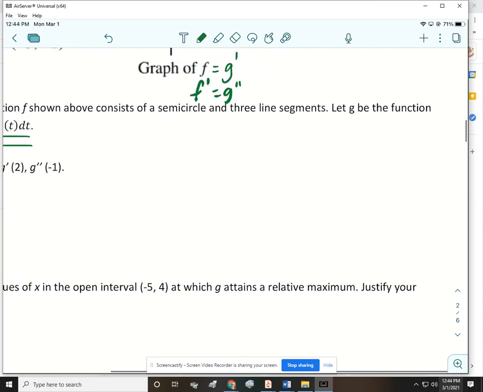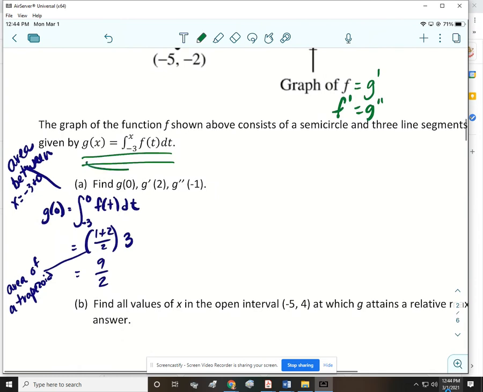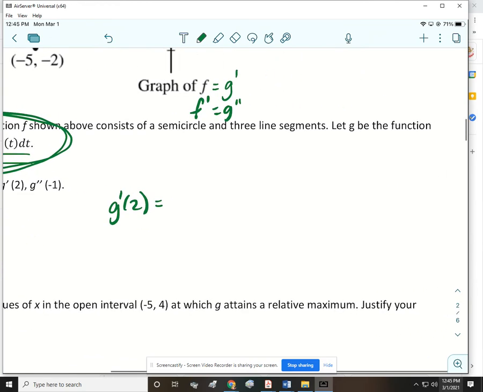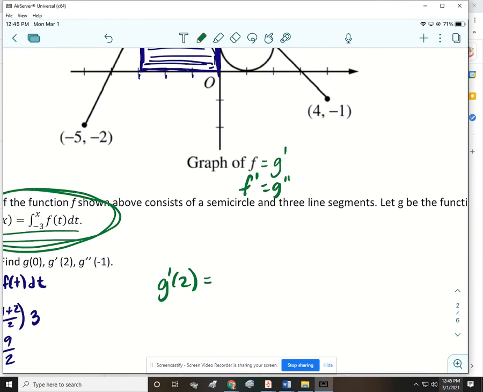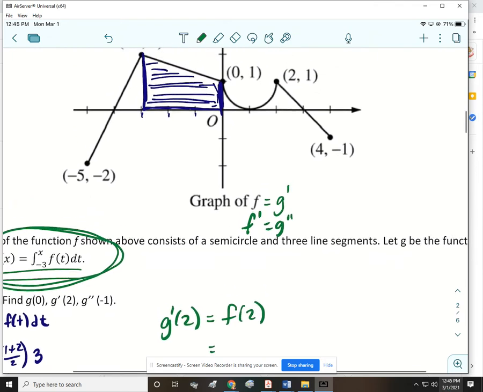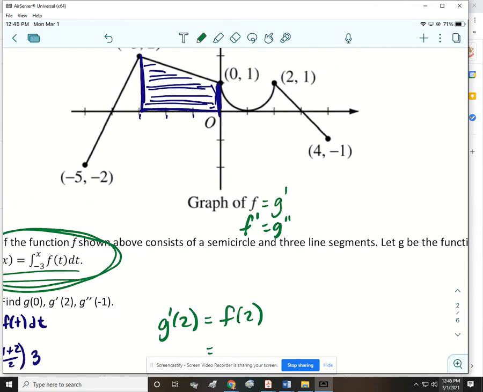Then what does regular old G equal? This right here. The accumulation of areas. That's regular old G. Okay, so the second part of this asks us to find G prime of 2. So looking at what we just wrote, what is G prime of 2 going to correlate to in terms of F? Just F of 2. And F of 2 is the value of the function of F when X is 2.